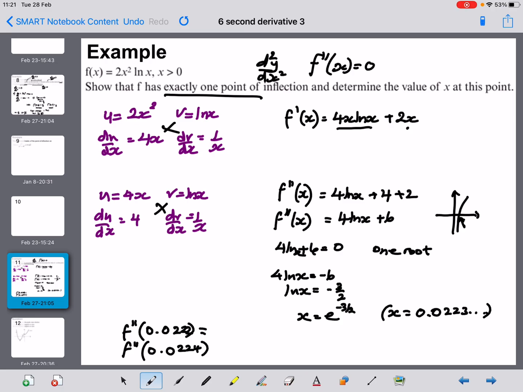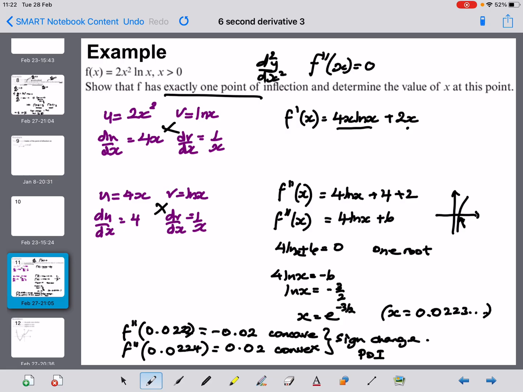If I pop those into my second derivative, I will get negative 0.02, that is concave, and I will get 0.02, that is convex. So that's just substituting those two numbers into the 4 log x plus 6. Okay, here we've got a sign change, which confirms that there is a point of inflection.